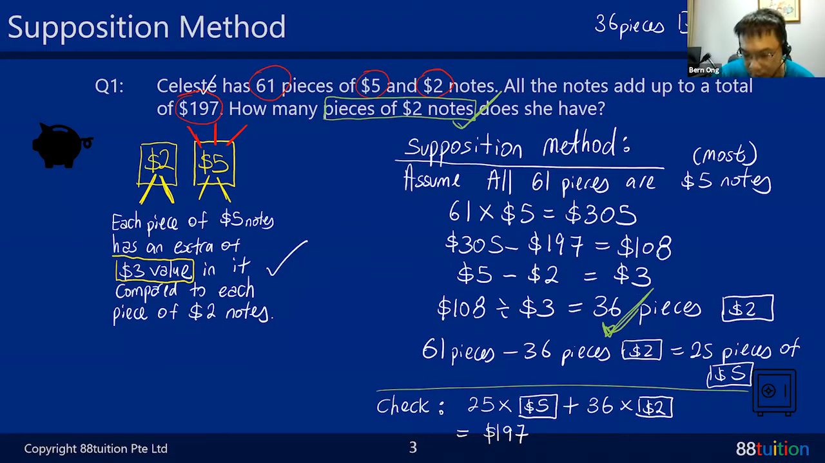Is it the same answer as just now? Can you see the working? It's still the same. You times, you minus, you divide. But the explanation, I don't like it. I don't like to explain that way.